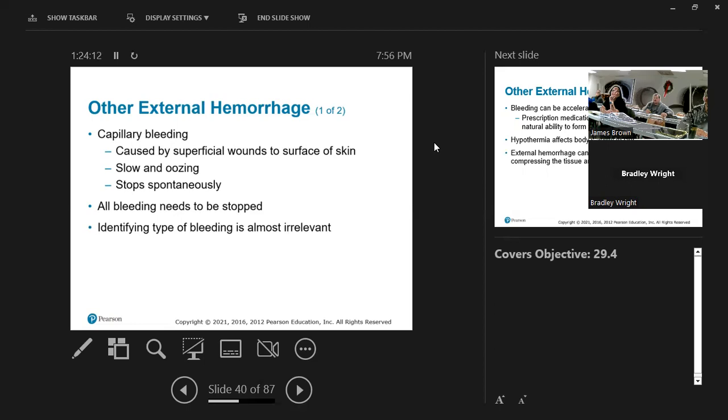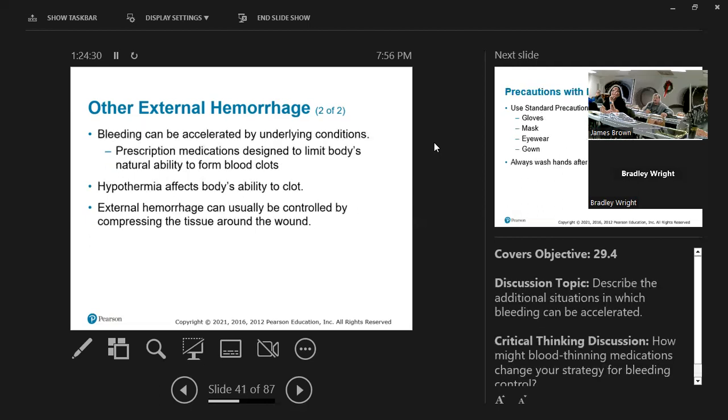But like I said, don't just trust what you see on the ground, because a head injury to an old person who is on warfarin or something like that will look like a crime scene. So things to keep in mind. Bleeding can be accelerated by warfarin; prescription medications limit the body's natural ability to form clots. Hypothermia can also do this. And external hemorrhages can usually be controlled by just direct pressure. So direct pressure and maybe a pressure dressing at most will usually take care of these things.